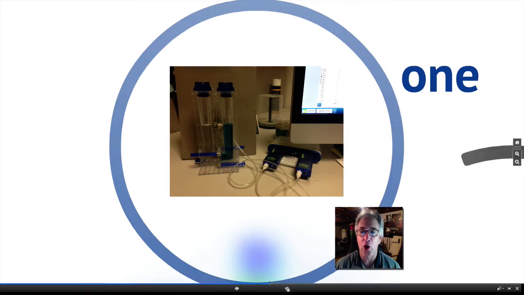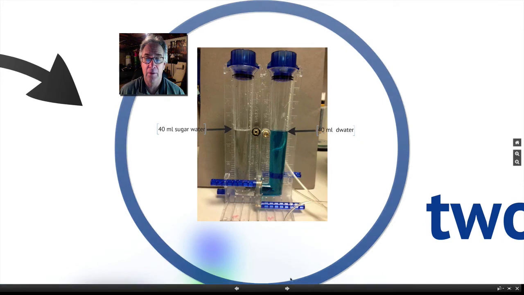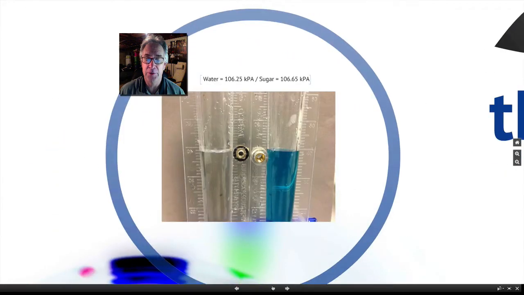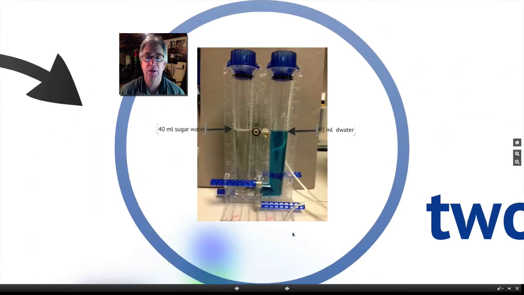So once we get that all hooked up, let's go back one more here. There we go. All right. Now notice these caps are sealed, and they're hooked up to the data loggers. We put 40 mLs of water, and we also put 40 mLs of sugar water, and then this happens to be distilled water right here, and I put dye in it. So we have 40 and 40. And you can see there just right at the same mark.